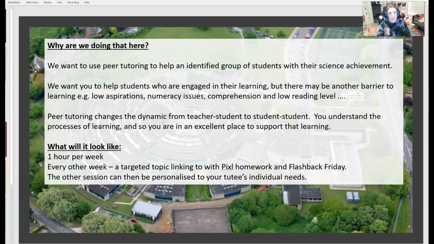So what will it look like for you? You need to plan an hour session per week. A suggestion here is that every other week you do a targeted topic with links to their Pixel homeworks. They do different Pixel homeworks and Flashback Fridays. And then the other session could be personalised to your tutee's individual needs, or you could just do every session personalised to what they want to do.